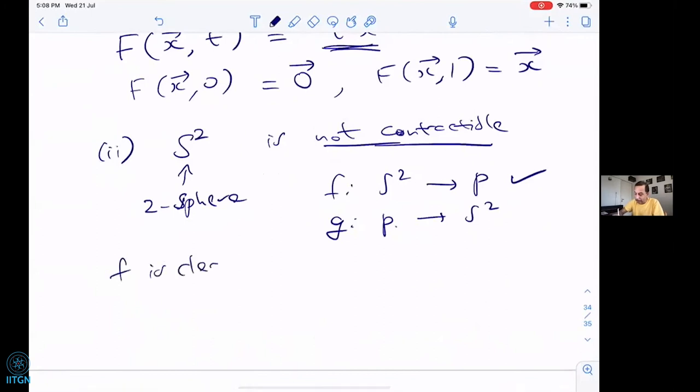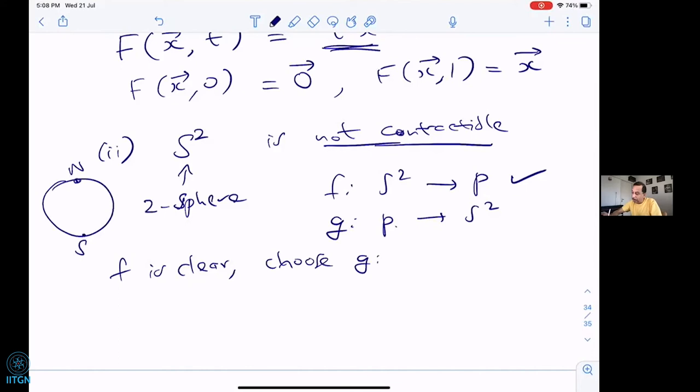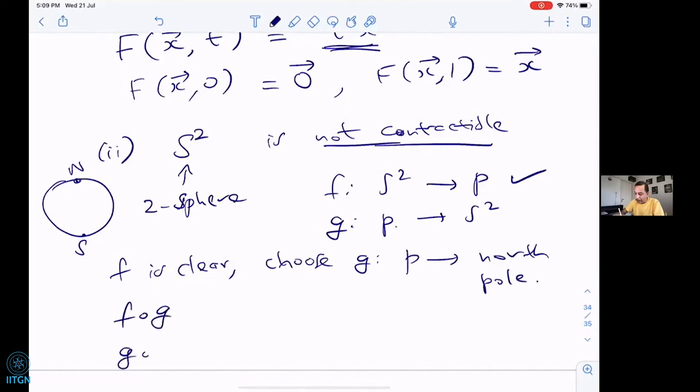F is clear. Just let's choose any G. Let's choose a point on the sphere. Let me draw the sphere. This is the North Pole, the South Pole. So let's choose G to take P to the North Pole. Just a particular point on the sphere. Okay. Now let's look at F composed with G and G composed with F. Now, F composed with G: G takes P to the North Pole, and then F takes the North Pole back to P. So again, it's the map P to P, and there's no problem. This obviously is homotopic to the identity map. In fact, there is only one map from P to P.